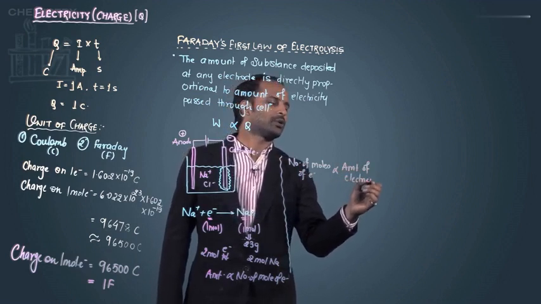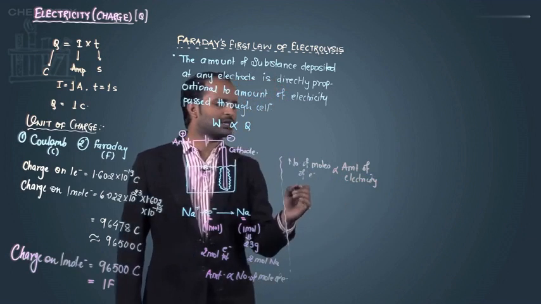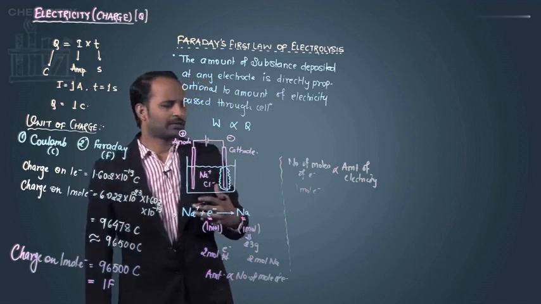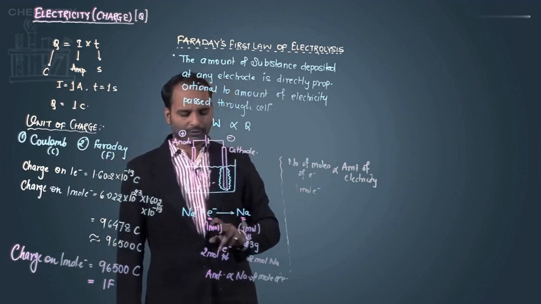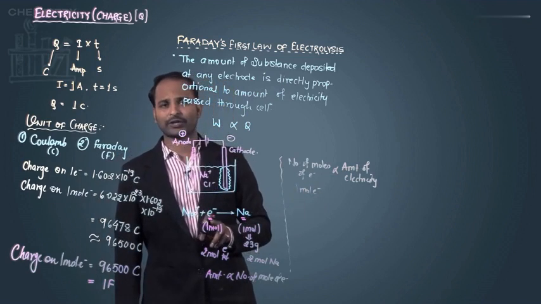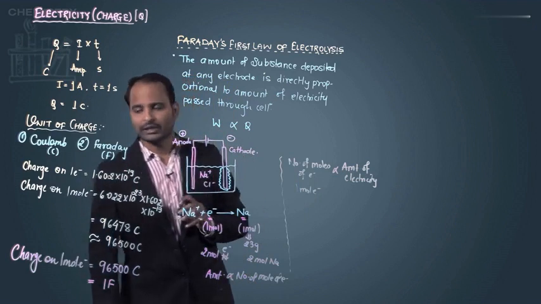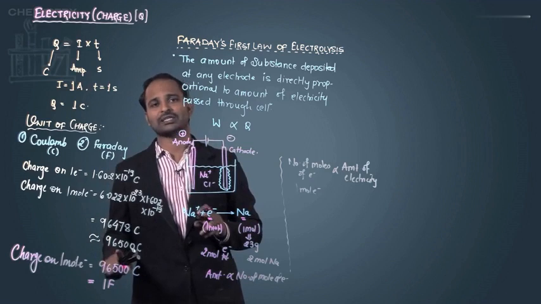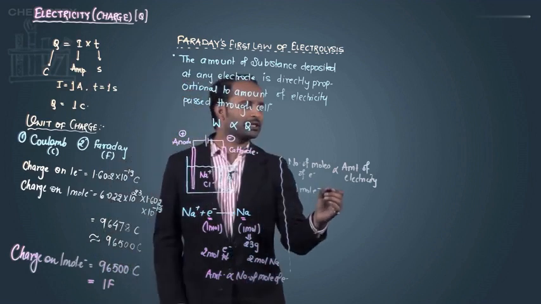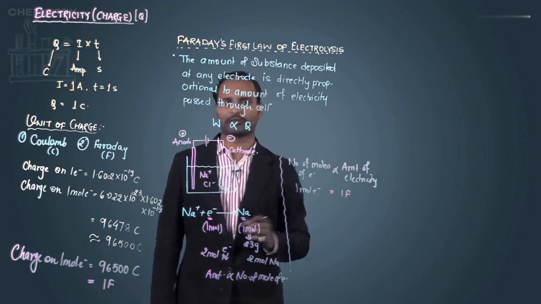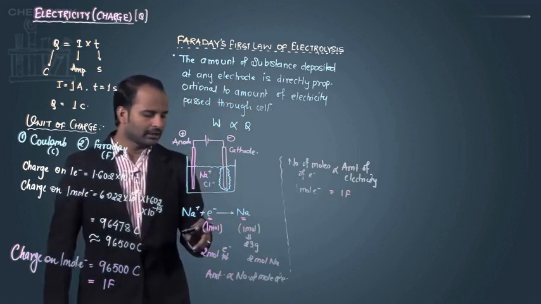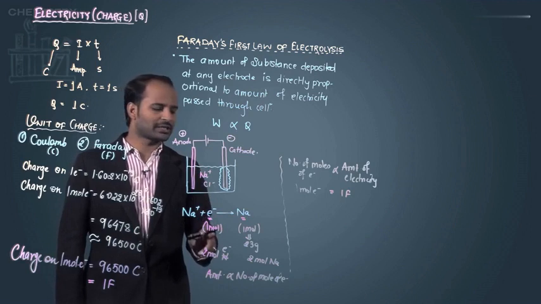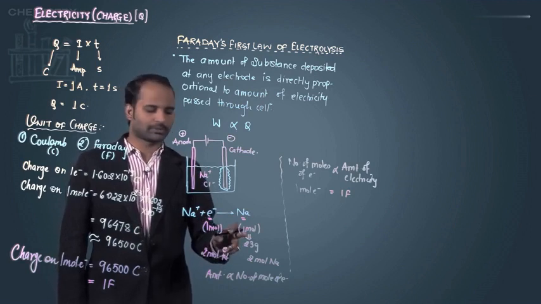How it depends on the amount of electricity: if you are passing 1 mole of electron, suppose 1 mole of electron is transferred or produced, then for the production of 1 mole of electron it requires some amount of electricity. How much? 96,500 coulomb. That means I can say 1 Faraday of electricity will be required. Similarly, if 1 mole of electron is passed, that means 1 Faraday of electricity is passed. That's why 1 mole of sodium is deposited.